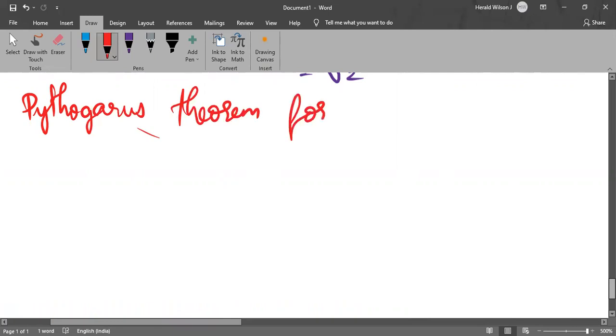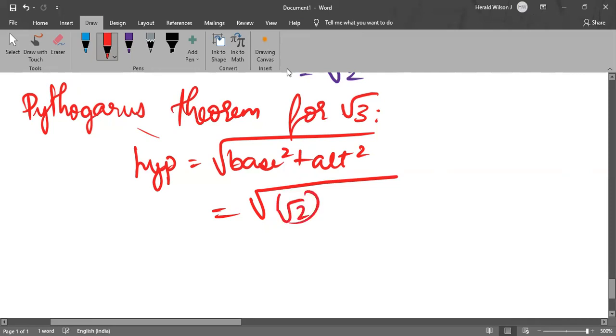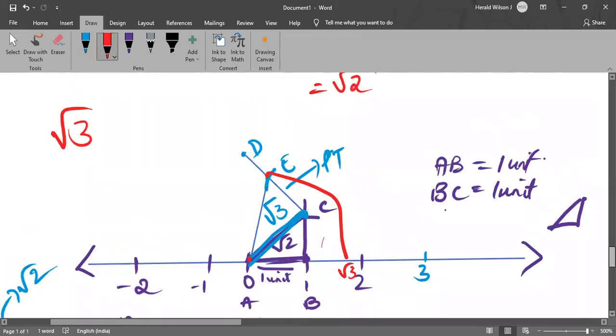Let's now see the Pythagoras theorem for root 3. So again, hypotenuse is equal to root of base square plus altitude square. What is your base now? Root 2 the whole square plus altitude is what? 1 square. We saw here, no? Root 2 is your base, height is 1.